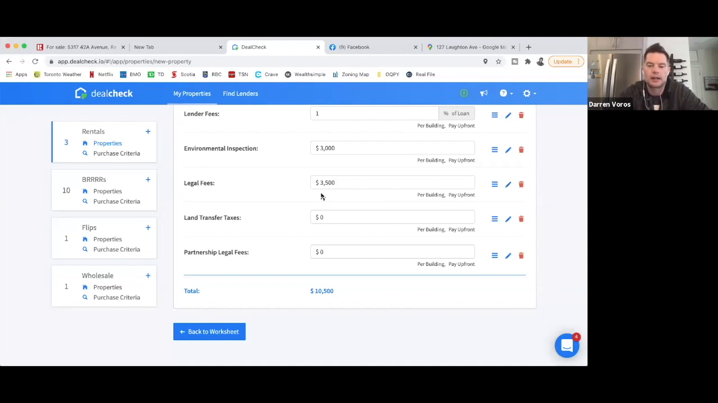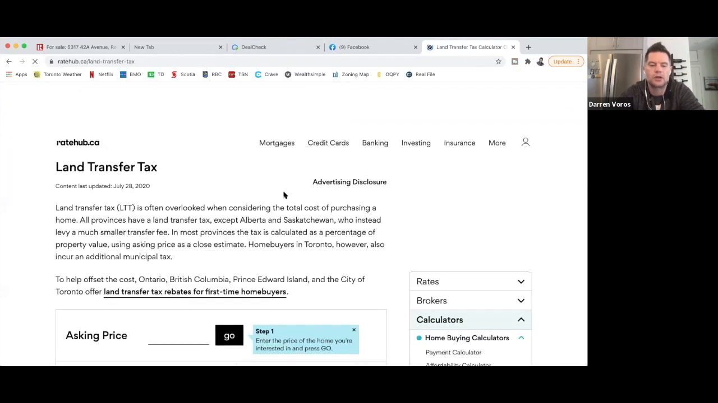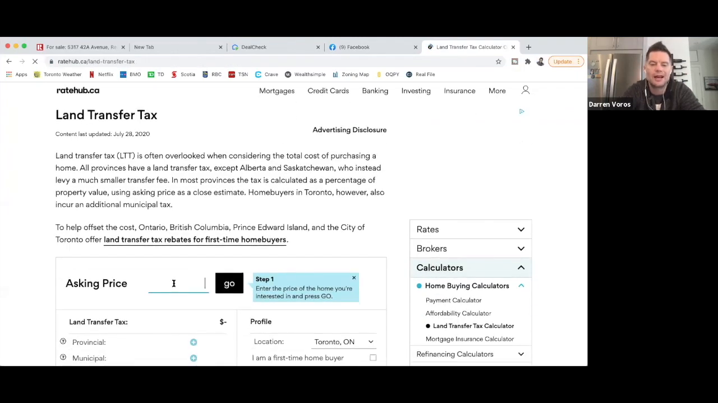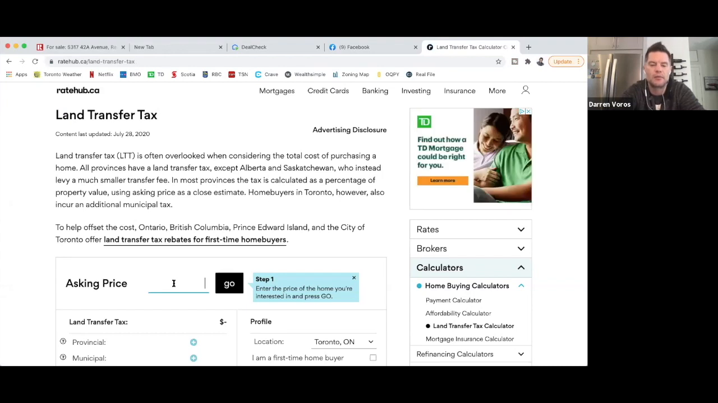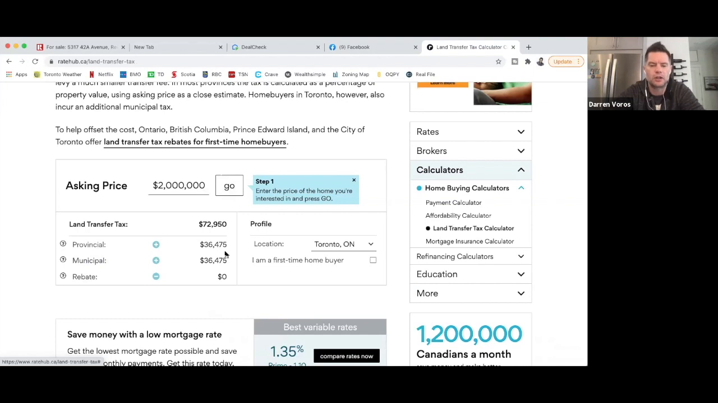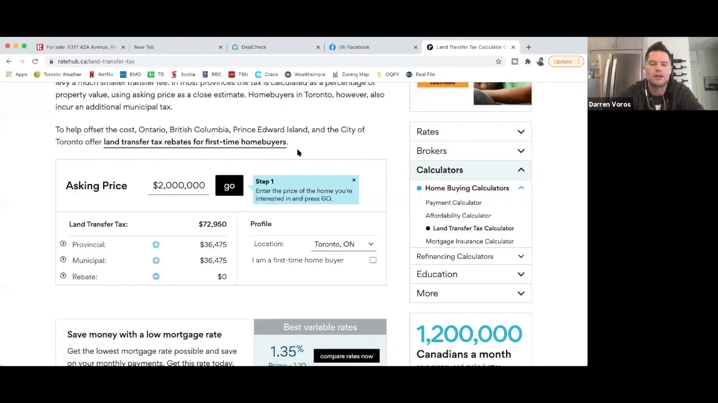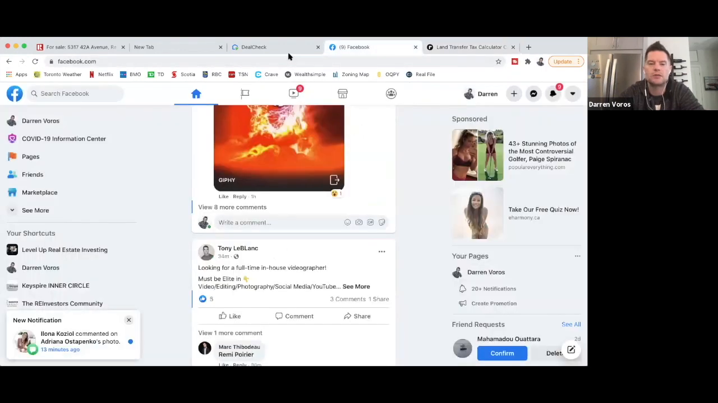Land transfer tax. This one is pretty easy to calculate, and RateHub is the one that I use. It's really good. We don't know the asking price here yet, so let's assume we're somewhere in the $2 million range. Yeah, there we go. We're going to pay double land transfer tax because it's City of Toronto. So we're going to pay the provincial tax and the municipal tax. That's $72,950. We're going to go back to DealCheck.